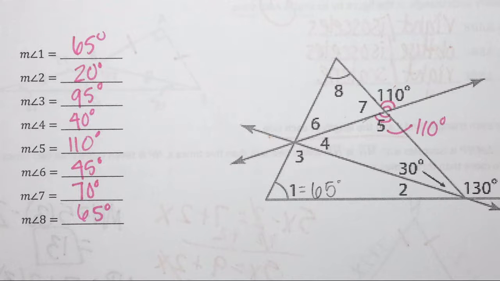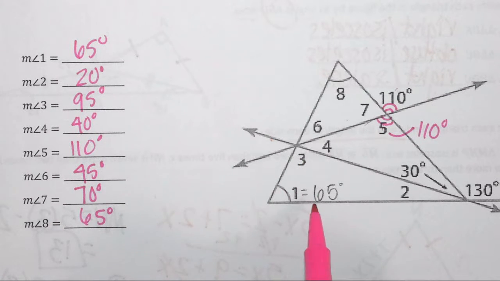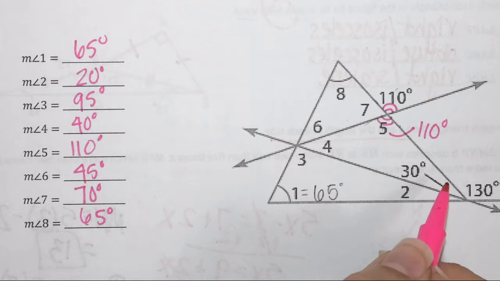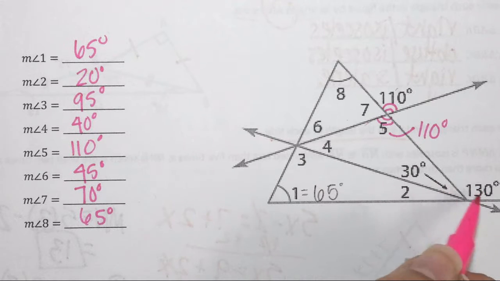How did you get angle 3? I did 65 plus 20 and I subtracted from 180 and got this. Where did you get 20 from? Because 30 plus 130 is 160 and you subtract it from 180 because these make a line.